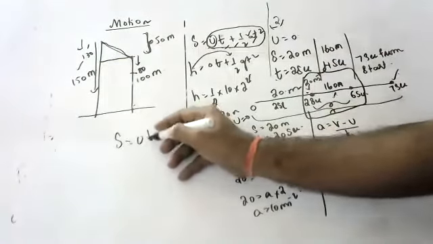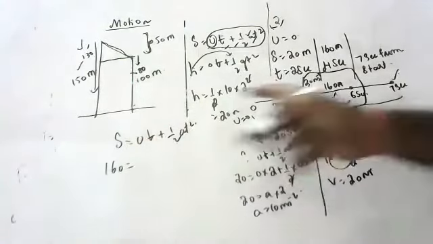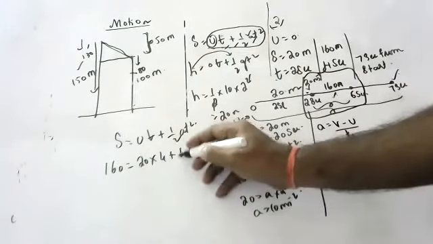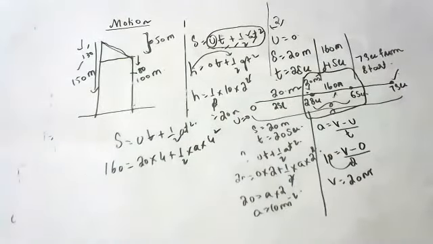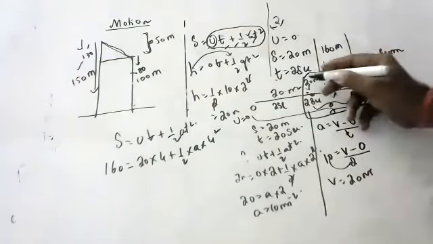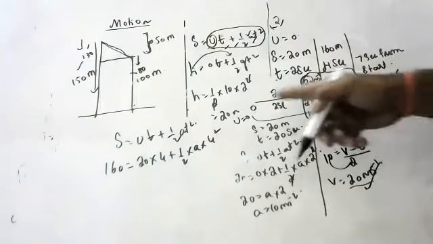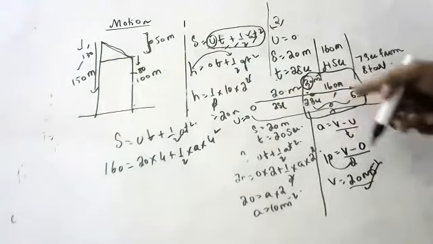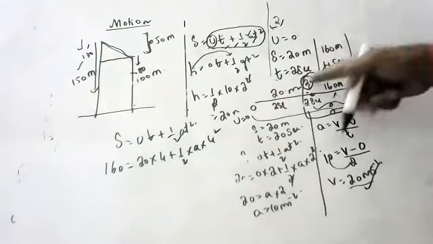s is equal to ut plus half at square. How much he traveled? 160. u initially how much? 20. Time how much? 2 to 6 means 4, half into a into 4 square. Let's check. Sir, u is 2? No, u is 20. This part's final velocity will become this part's initial velocity.